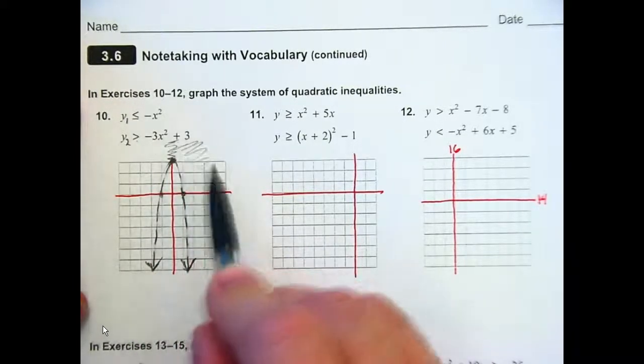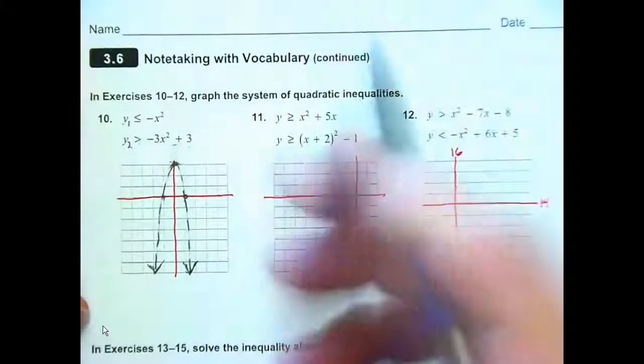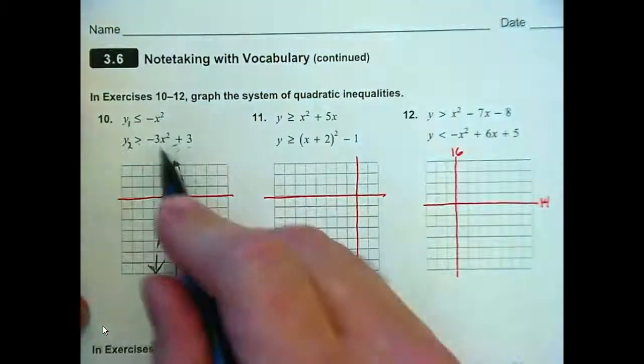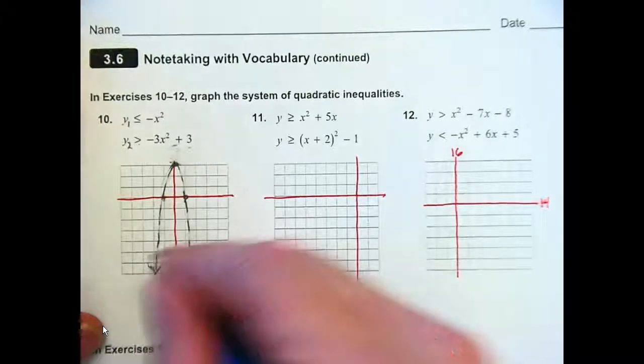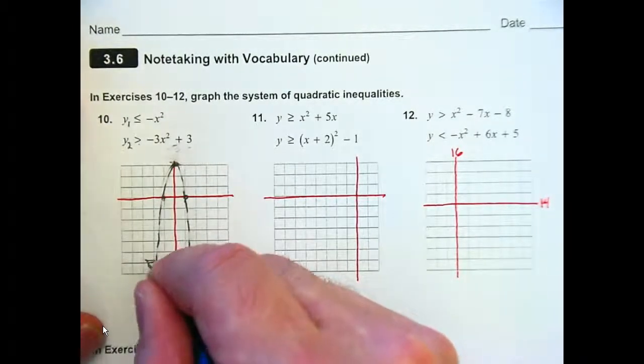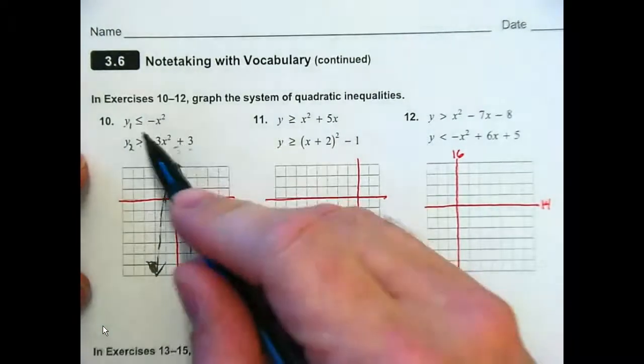Now, rather than shading everywhere, and by the way, if you test 0, 0, you'd also notice it's not a solution. Rather than shading everywhere, I am going to take this outer arrow, and I am going to shade on the outer part of that arrow, like that. Okay? You just bear with me for now. All right, y sub 1, I'm going to go ahead and graph that one as well.